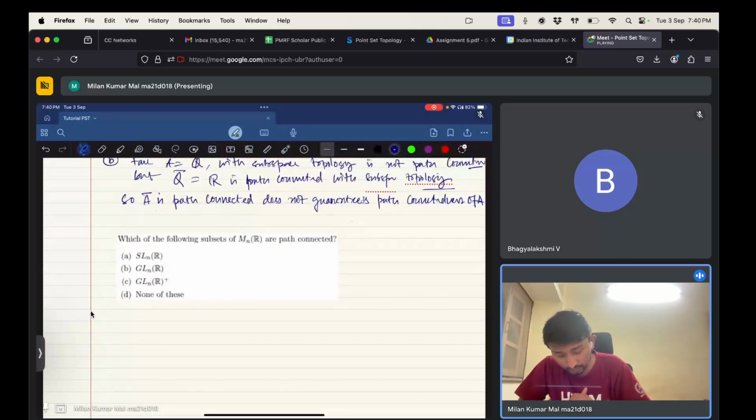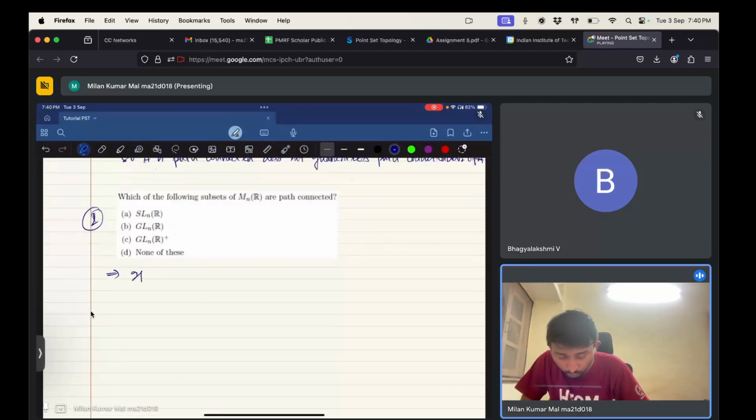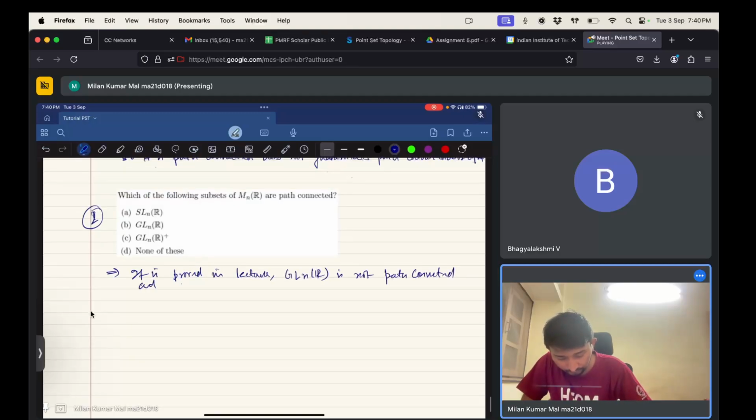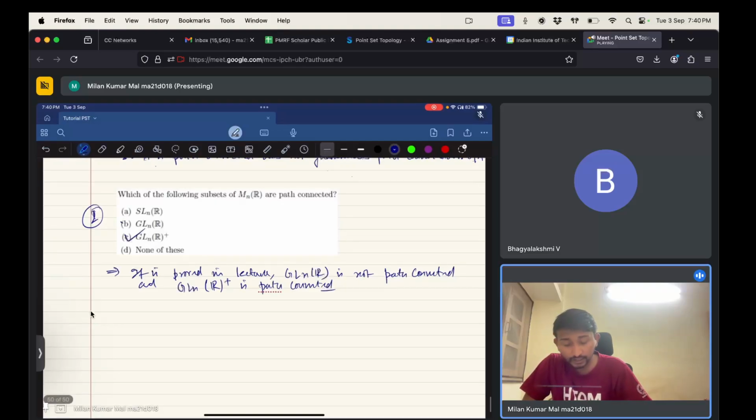So this is question number 2. Which of the following subsets of M are connected? It is proved in lecture that GLNR is not path connected, even not connected, and GLNR plus is path connected. So this is not path connected, so this option automatically gets out.